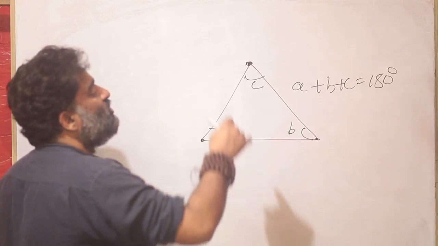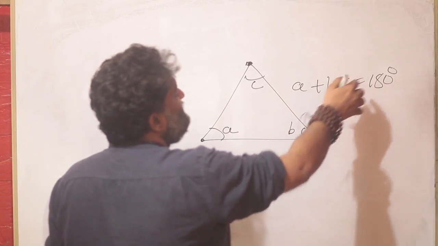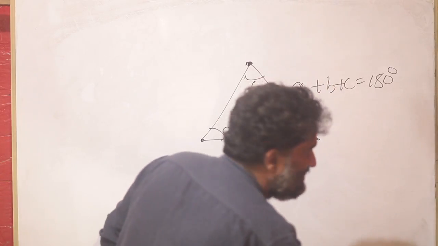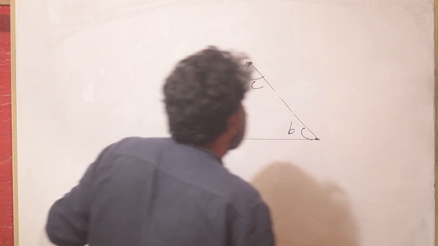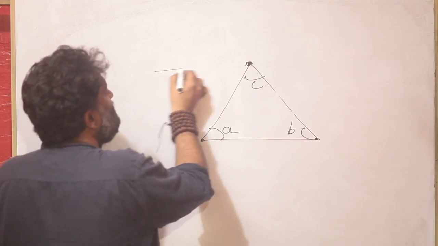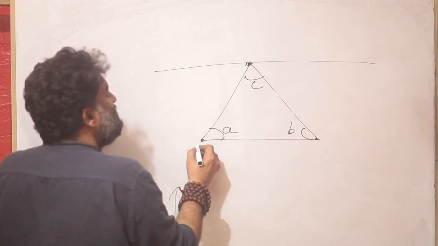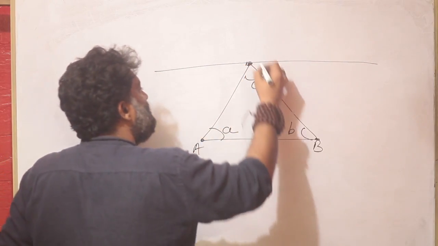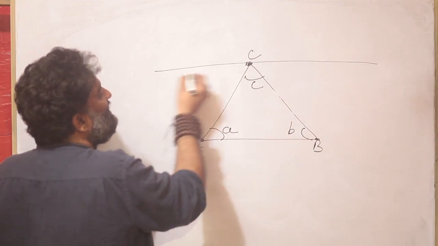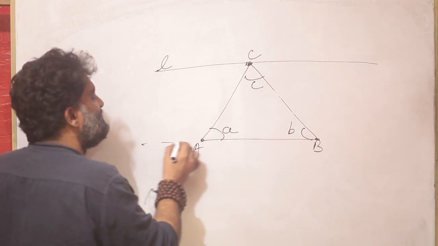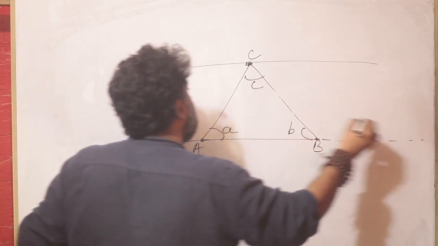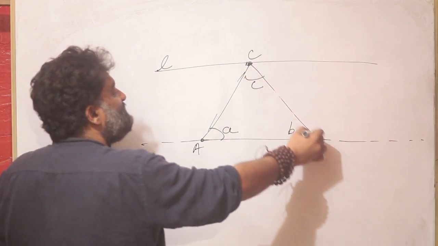So let's think about why angle A plus angle B plus angle C is equal to 180 degrees. You can prove it fairly quickly by using parallel lines and transversals. So just draw a parallel line. Say this is point A, point B and point C. Draw a parallel line L parallel to line AB. This is line AB extended if you want. And these are your transversals.